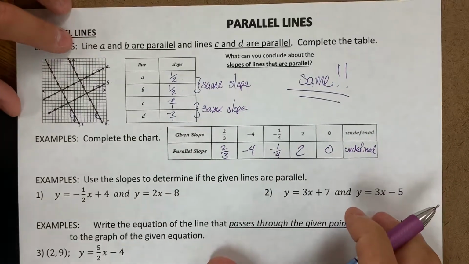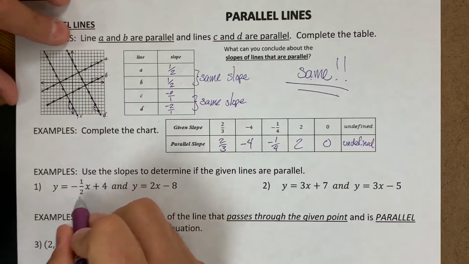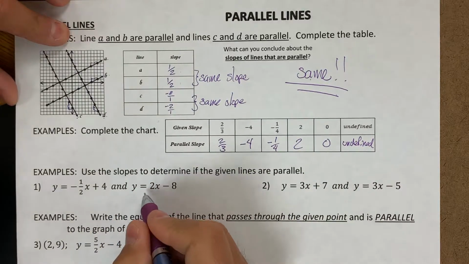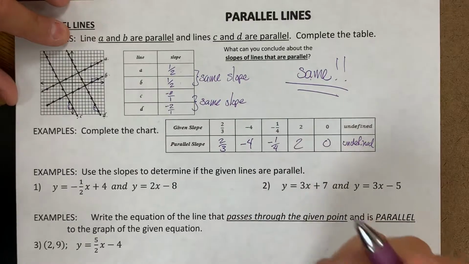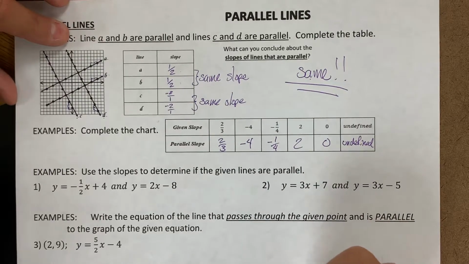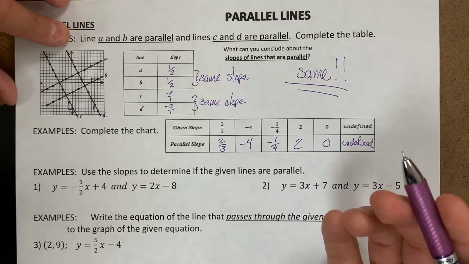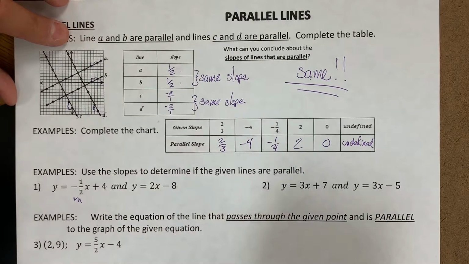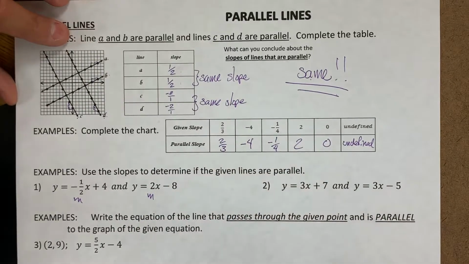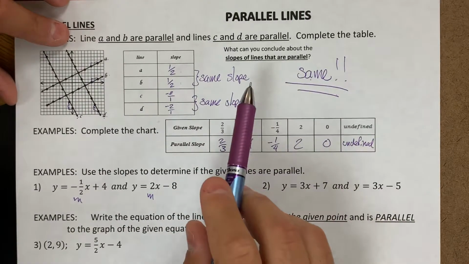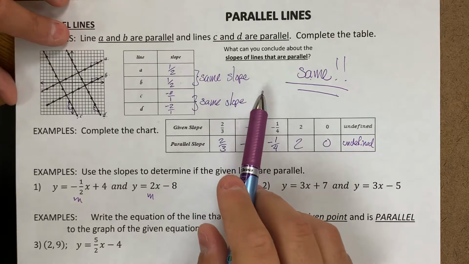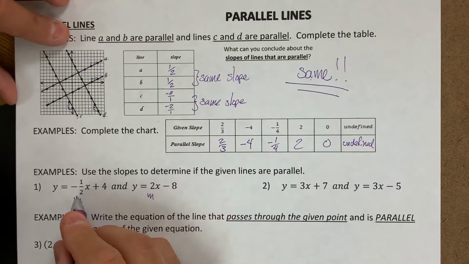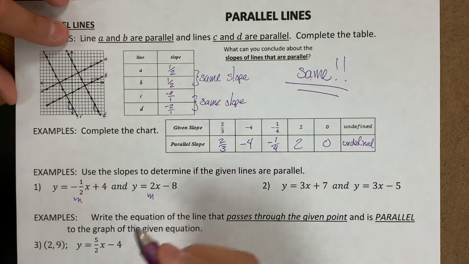Here's an example of an equation. Y equals -1/2 x plus 4. And we have another equation, y equals 2x minus 8. We need to find out if these two equations are parallel. I don't have a graph, so I'm going to have to base it all on the slope that we were given. Here's our m for this equation, and here's the m for that equation. We were told that the slopes of lines that are parallel have to be the same. Well, this one's -1/2. This is 2. Are these guys parallel? No.